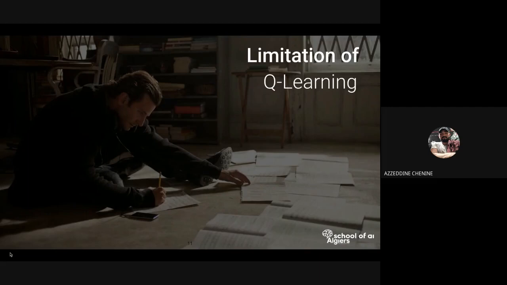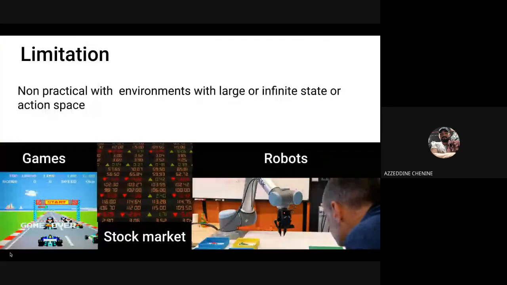One of the limitations of Q-learning nowadays is that it's not practical with environments with a large or infinite state or action space. Like you saw in the previous workshop, Q-learning is based on a Q table with state and action combinations. In the rows, we have the state, and in the columns, we have the action. And at each state-action cross, we have the value of taking that action in that state.